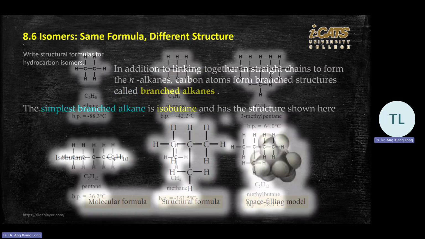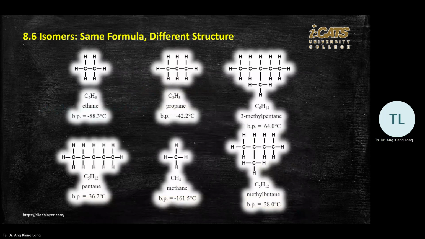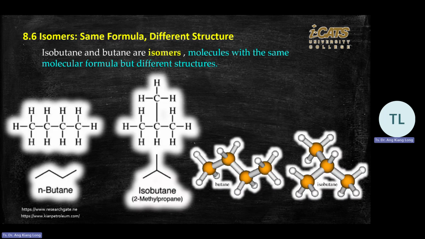So these are examples of alkanes: ethane, pentane, methane, and so on. This one you just have for info. So isobutane and butane, they are isomers. Isomer means they have the same molecular formula but different structure. This is also one of the definitions that we are looking for.